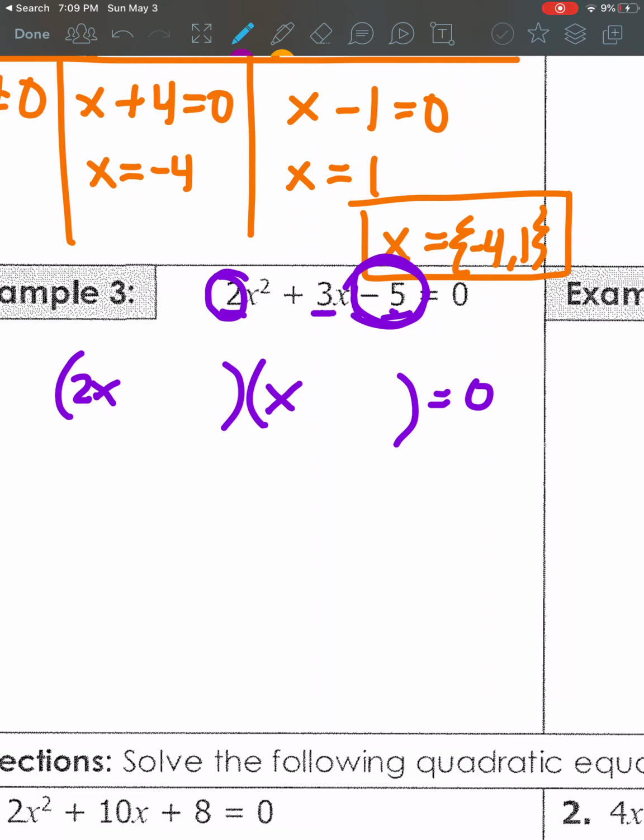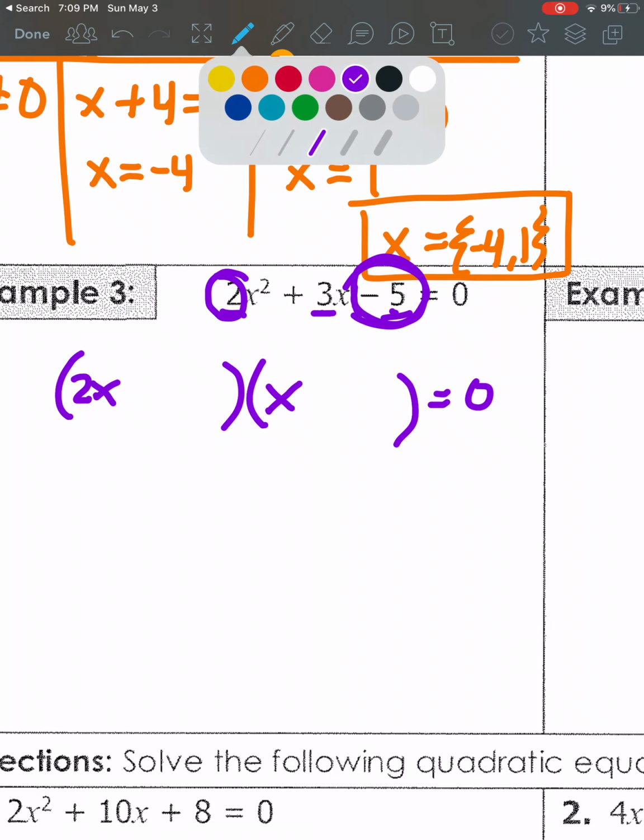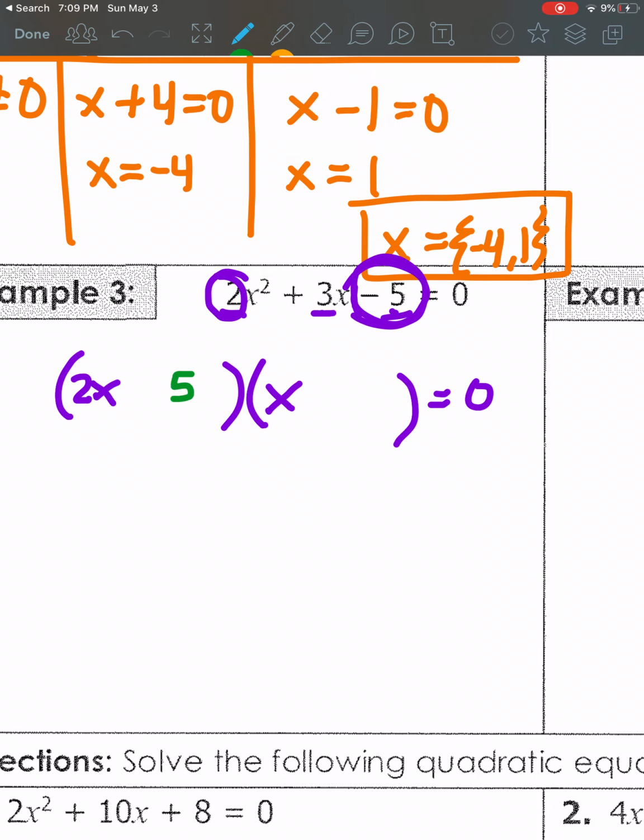So our only options are 5 and 1 here. So I'm going to throw in, this is just my guess and check method. I'm going to throw in 5 here and 1 here. So if we do 2 times 1 for our O, we'd get 2 and then 5. Well, that's not going to work. We do have to make one positive, one negative. So the bigger one has to be positive.